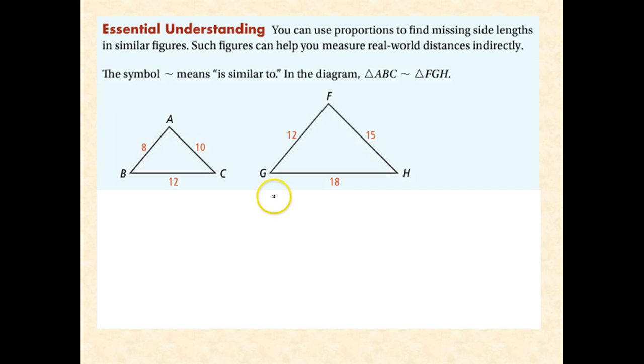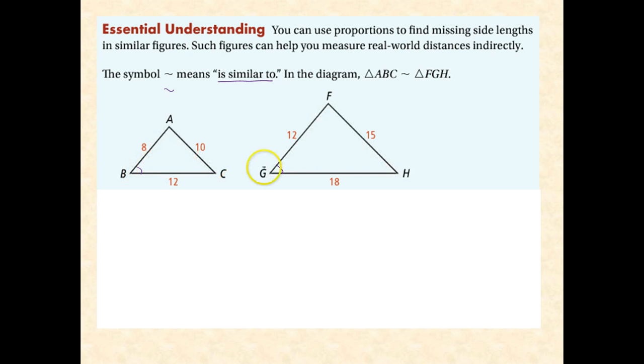Did you know that you can use proportions to find missing side lengths in similar figures? Such figures can help you measure real-world distances indirectly. The squiggly symbol means "is similar to." In the diagram, triangle ABC is similar to triangle FGH. Similar means that they have the same angles.